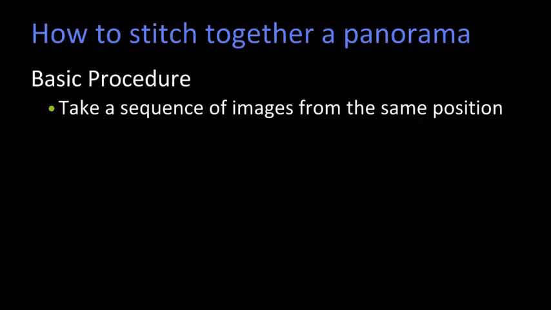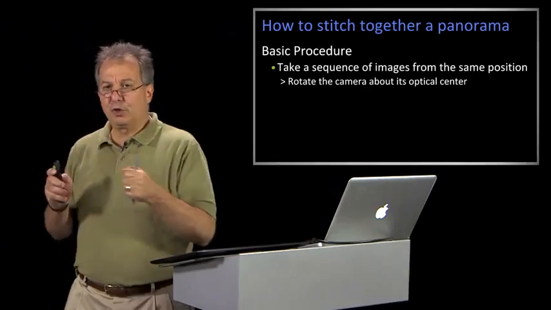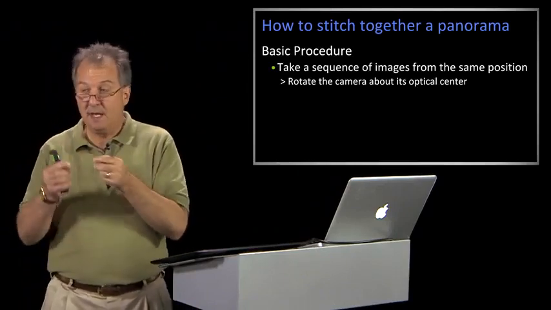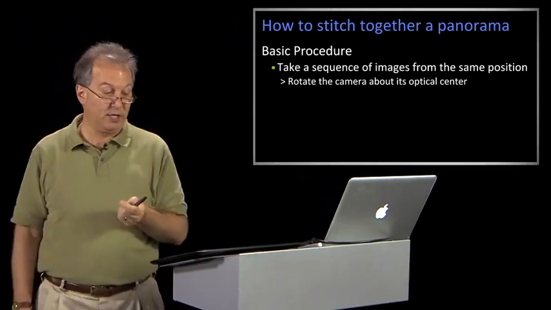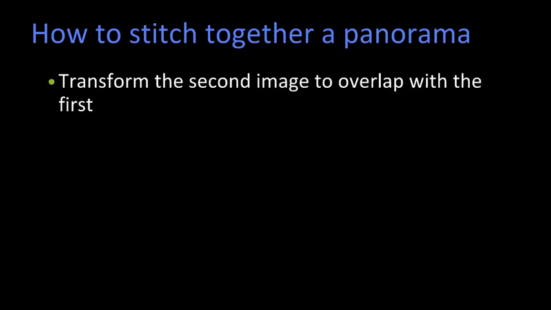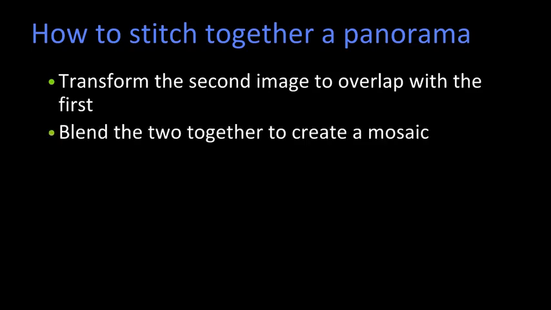All right, so here's the basic procedure of how to make a panorama. You're going to take a sequence of images from the same position. So you might ask, well, if it's from the same position, don't I get the same picture? No, you're going to rotate the camera about its optical center. So the position stays the same, but the direction that the camera is pointing can change. Then what you're going to do is compute a transform between the second image and the first, or the first and the second. And then you transform that second image to overlap with the first according to the correct transformation. And then you have to blend those two pictures together to make the mosaic.